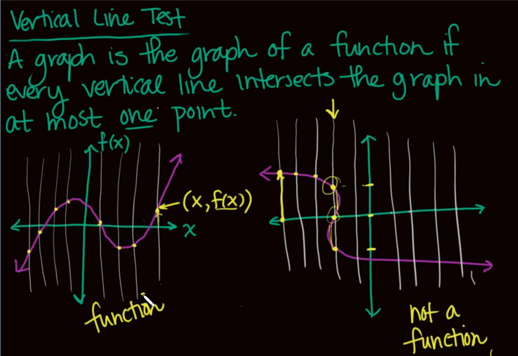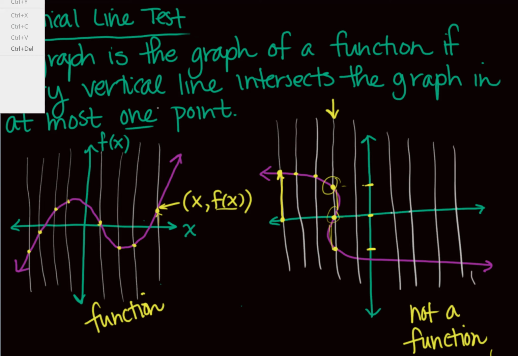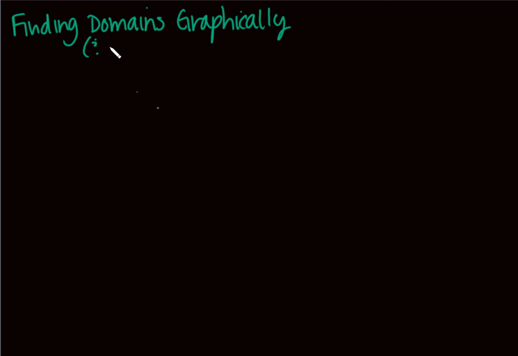So vertical line test, an easy way to just look at the graph of something and determine if it is a function or not. Okay, so I want to look at a couple more examples and then we will call it good. So finding domains. Let me clear out this guy right here. Finding domains algebraically and then graphically. So let's look at, actually, I'm going to switch that around. Let's look at graphically first. And ranges. Let's do ranges.